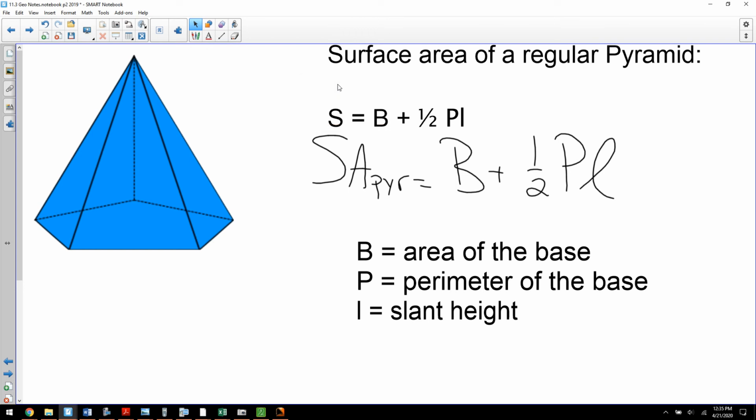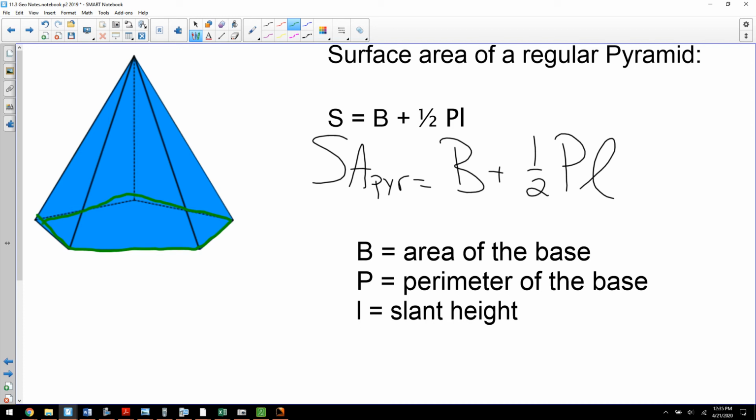Today we are going to be talking about surface areas of regular pyramids. Now when we talk about what's called a regular pyramid, that just means that all of our bases are going to be regular polygons, and they can be really anything. In this case here, this one example happens to be a pentagon.